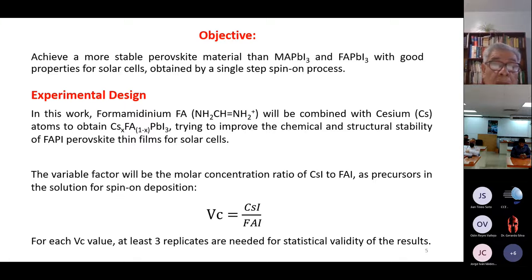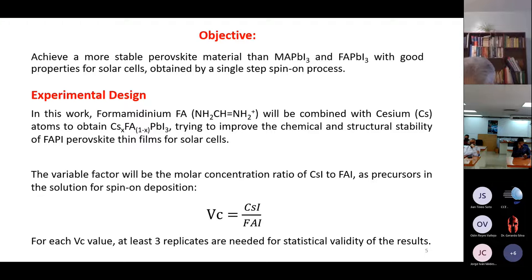So the objective of this work was to achieve a more stable perovskite material than methylammonium lead triiodide and formamidinium lead triiodide, with good properties for solar cells, obtained by a single step spin-on process, which is a very inexpensive deposition method. And so in order to do this, we combine cesium and formamidinium in order to have this mixed compound, cesium formamidinium lead triiodide. We designed the experiment by selecting one variable factor, which will control the properties that we want to determine.